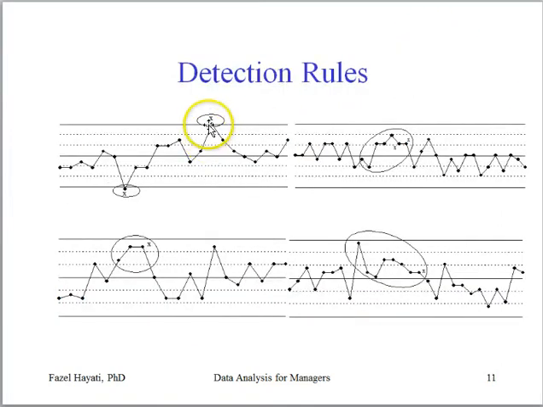So in addition to a point outside the upper and lower control limits, there are other detection rules that help us identify special causes of variation. Our textbook Understanding Variation is an excellent reference to better understand variation and understand Shewhart control charts.